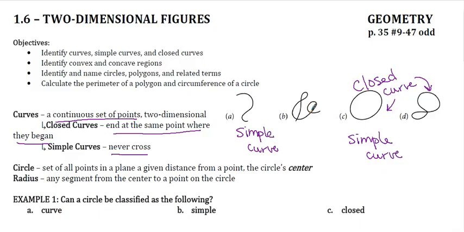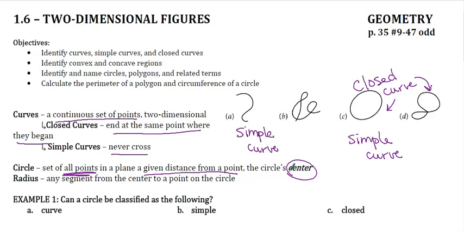Now then, a circle is a set of all points. It's always all points in a plane that are a given distance from a point, the circle's center. So C is technically not a circle because we can't see that it's a given distance from the point. We could say it's a closed curve. We could maybe call it an oval. We cannot call it a circle yet.